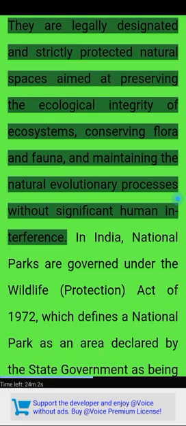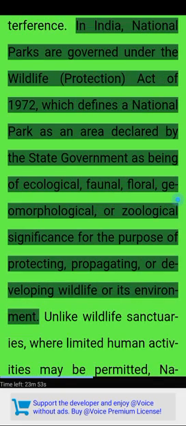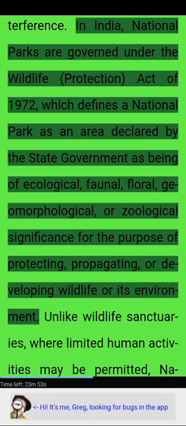They are legally designated and strictly protected natural spaces aimed at preserving the ecological integrity of ecosystems, conserving flora and fauna, and maintaining the natural evolutionary processes without significant human interference. In India, national parks are governed under the Wildlife Protection Act of 1972, which defines a national park as an area declared by the state government as being of ecological, faunal, floral, geomorphological, or zoological significance for the purpose of protecting, propagating, or developing wildlife or its environment.